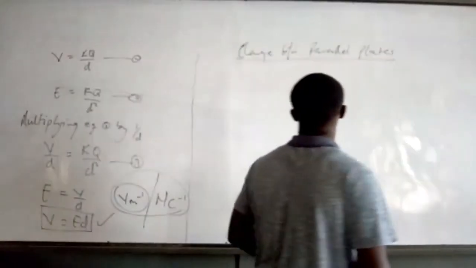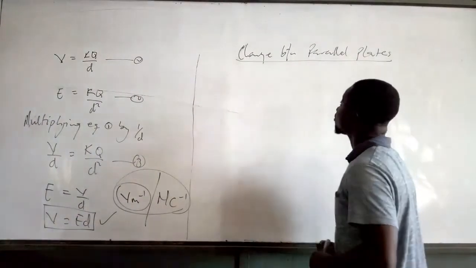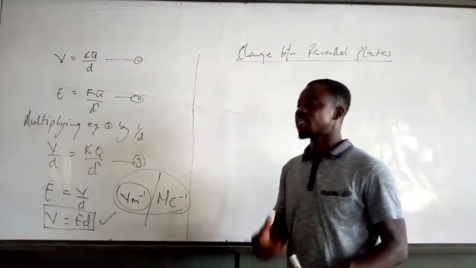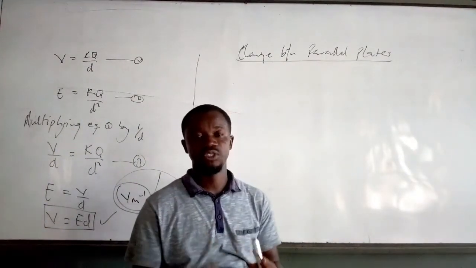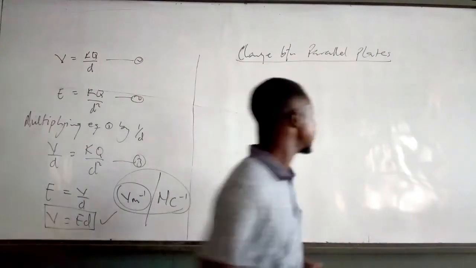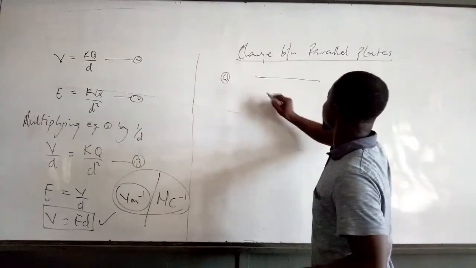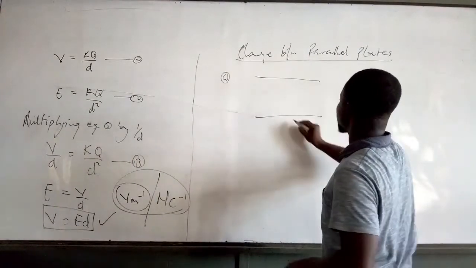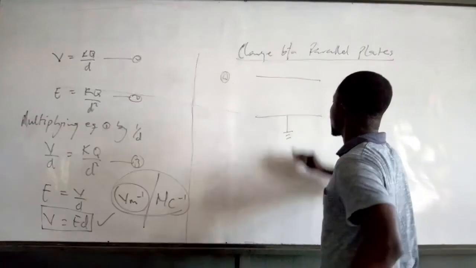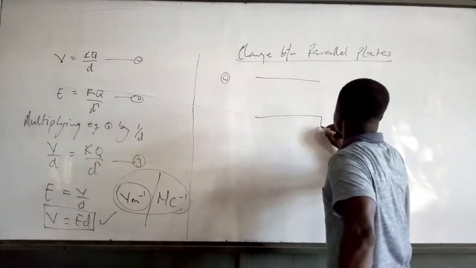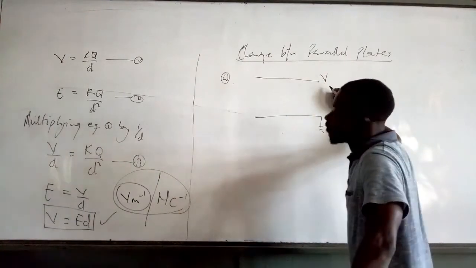Resultant force on charge between two plates. So here we look at the resultant force on a charge between two plates. All right, good. So let us first consider two plates. The down plate is earthed, like this. The top plate is connected to a very high potential V.